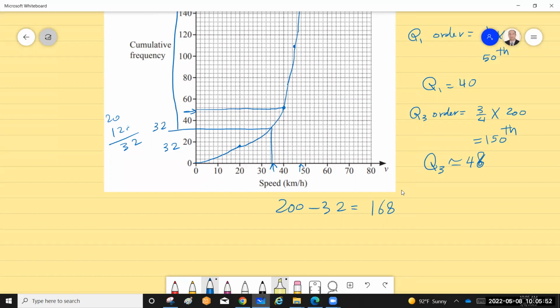Maybe the curve is just moving 35 kilometers. It's coming at 40. 35 is the midpoint.